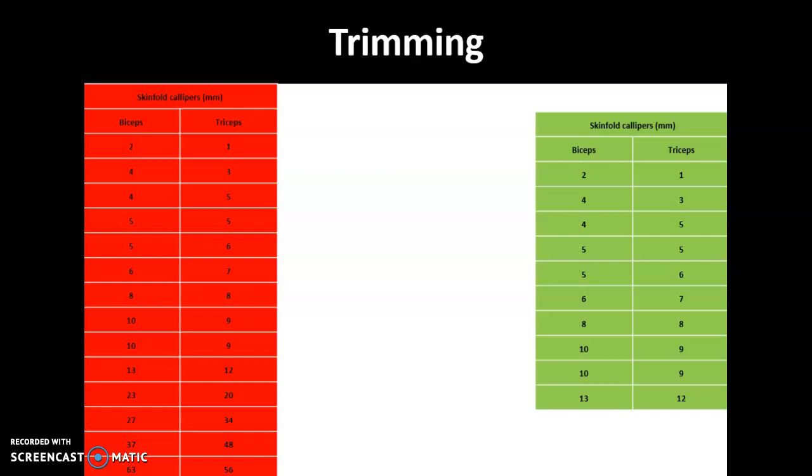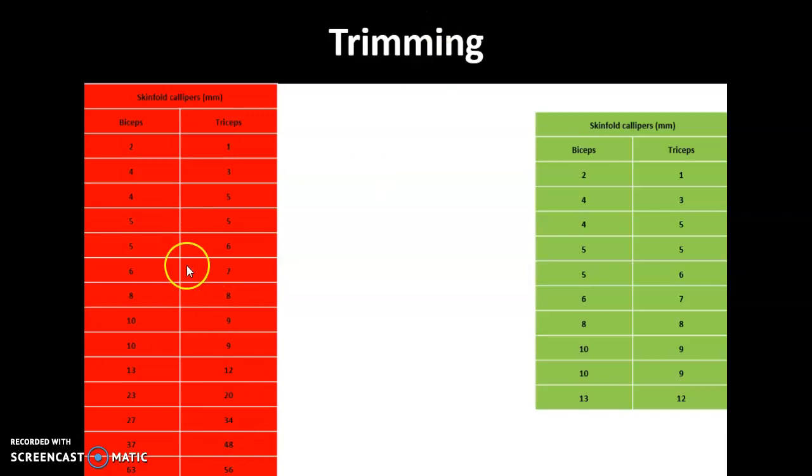So the one on the left has quite a few sets of data, going from 2 to 63 for biceps, and 1 to 56 for triceps. I have decided to trim values on the biceps from 63 through to 20. Those 4 values there are gone, and then for triceps 56 through to 20, so those 4 values there are also gone.